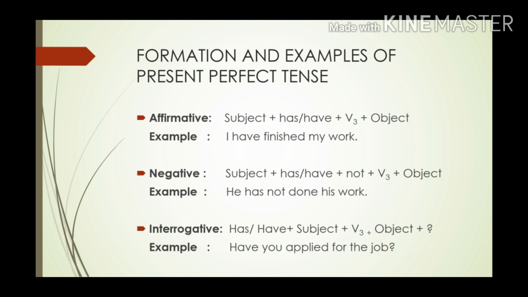If the sentence is affirmative, then the formula will be subject, has/have, verb third form, object. Now verbs have three forms, that is first form, second form and third form. For example, eat, ate, eaten. So when we are writing present perfect tense, then we will use verb third form, that is eaten. Okay? Let's take one example.